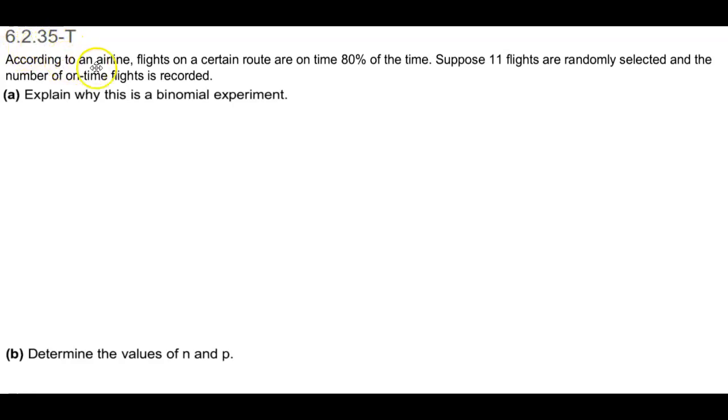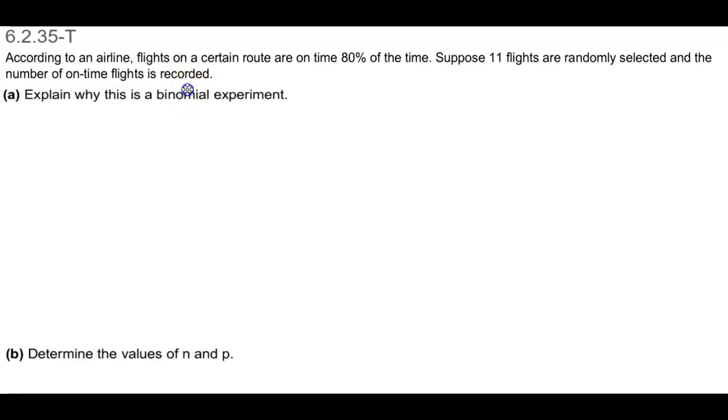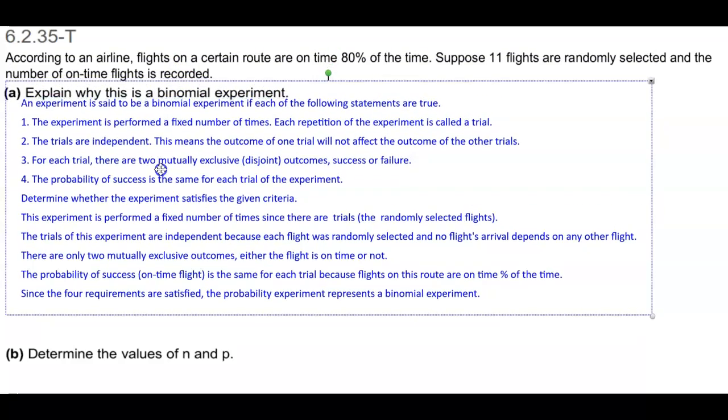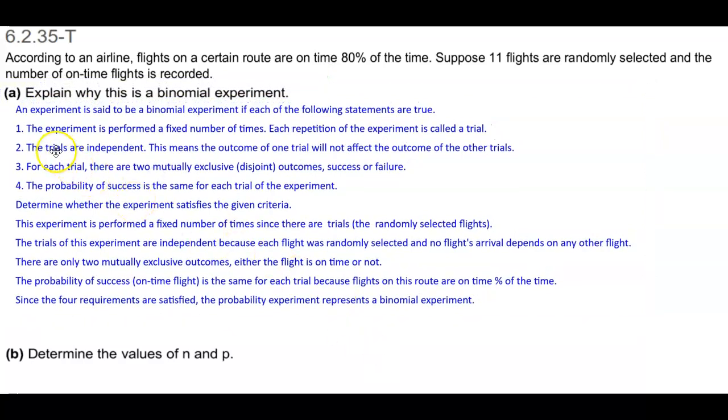6.2.35-T. According to an airline, flights on a certain route are on time 80% of the time. Suppose 11 flights are randomly selected and the number of on-time flights is recorded. We want to explain why this is a binomial experiment. Okay, so let's go ahead and discuss the requirements.